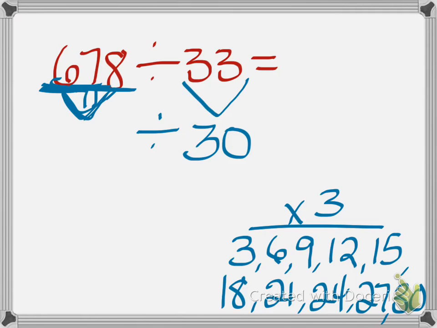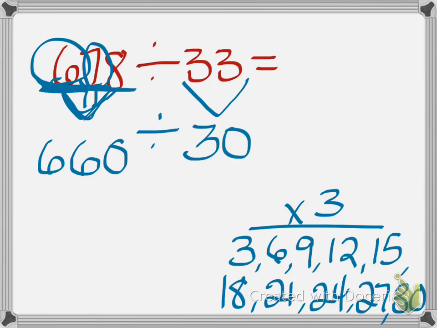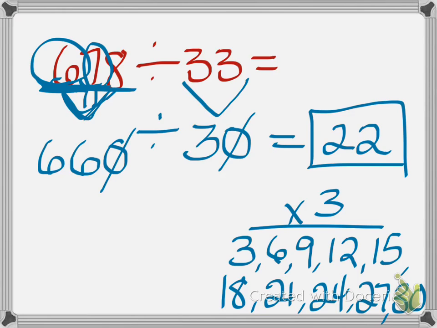I know that 6 is a compatible number with 3, or a multiple of 3. So actually, I could just keep that 6. 7 is not a compatible number, so I could round it down to 6, and then divide 660 by 30. Now I'm going to take the zeros off the end, divided by 10. Now I have 66 divided by 3. 6 divided by 3 is 2, so 66 divided by 3 is going to be 22. So I bet my answer is going to be very close to 22.